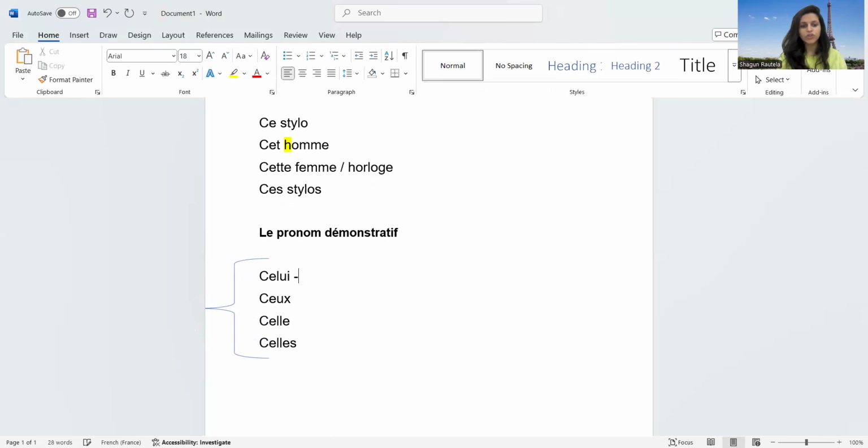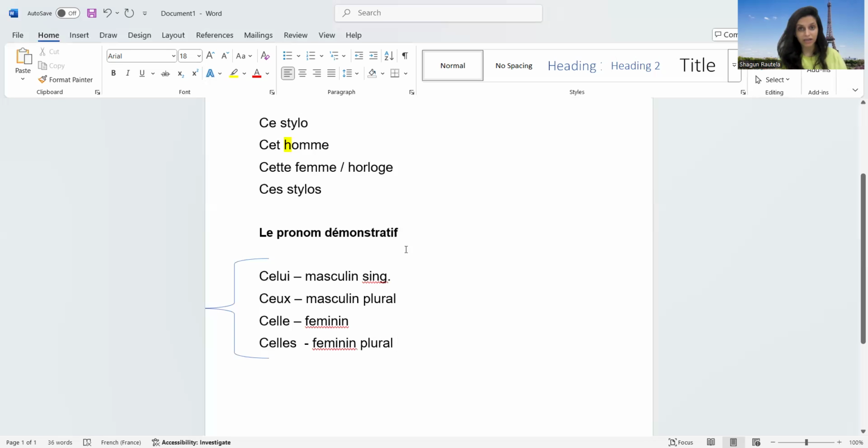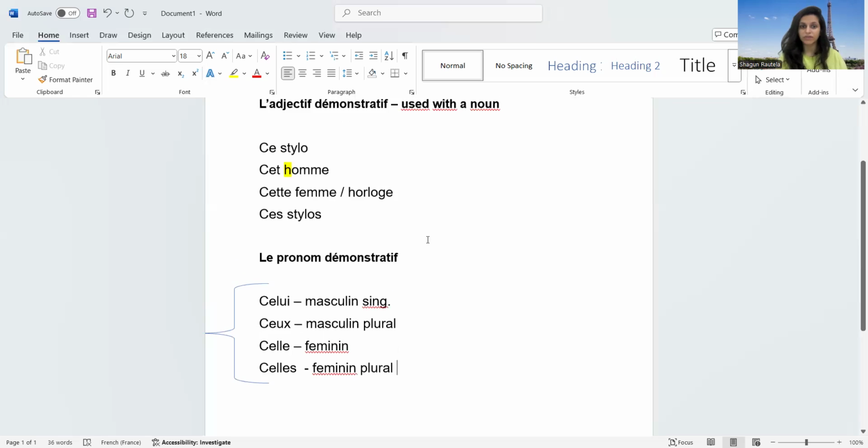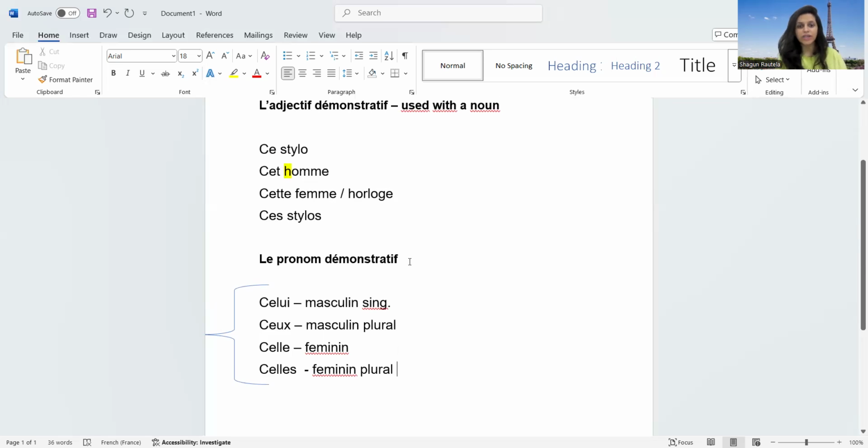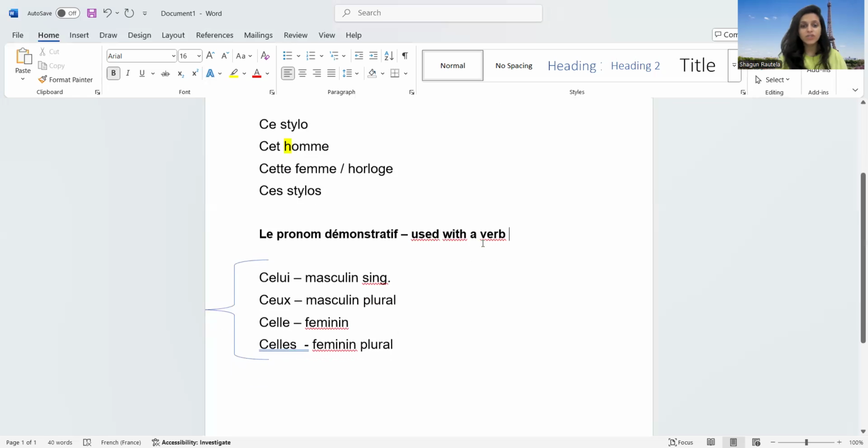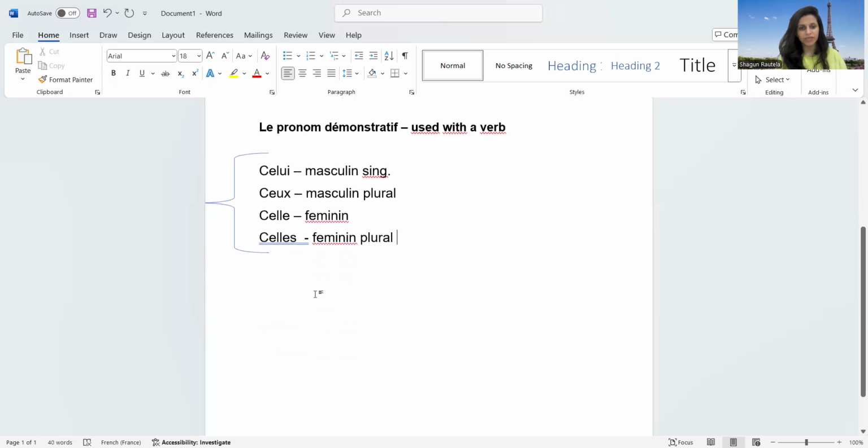So if you are talking about a masculine noun, you're going to write celui, masculine singular. If you're going to talk about a noun that is masculine plural, you're going to write ceux, masculine plural. For feminine, it is celle, and feminine plural celles. Okay, so this is the table of pronom démonstratif. Any kind of adjectives are used with a noun, any kind of pronouns are used with a verb. Okay, they're used with a verb. For example, let me just give you one example.